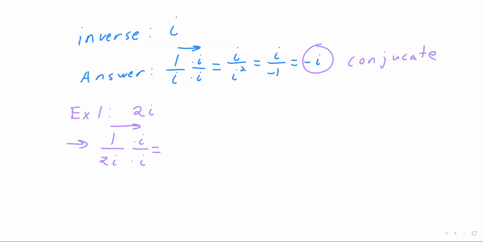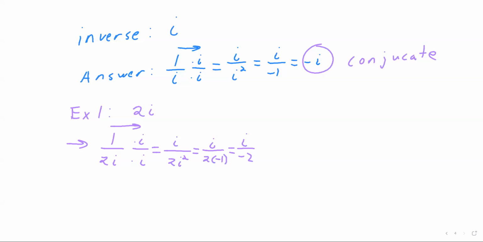Again, multiply fractions straight across. What's 1 times i? Just an i. And what's 2i times i? 2i squared. And we know that i squared is equal to what? -1. So I get i over 2 times -1. And 2 times -1 is basically just what? Just -2.